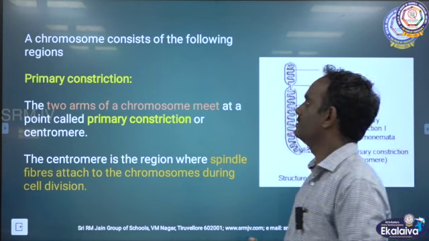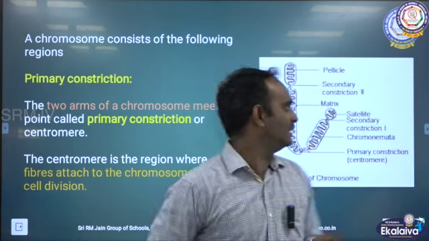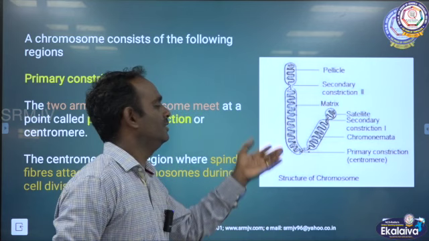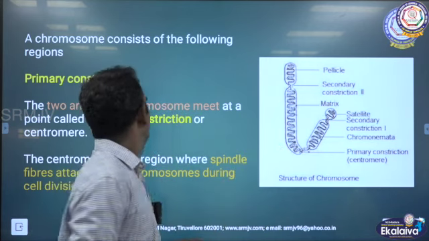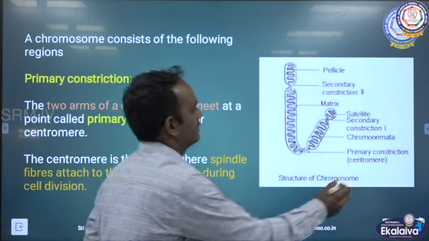A chromosome consists of the following regions. See the structure here. There are three different regions. One is the primary constriction.